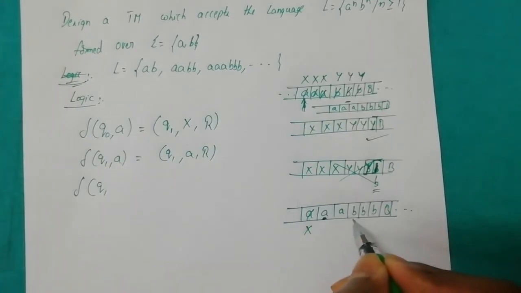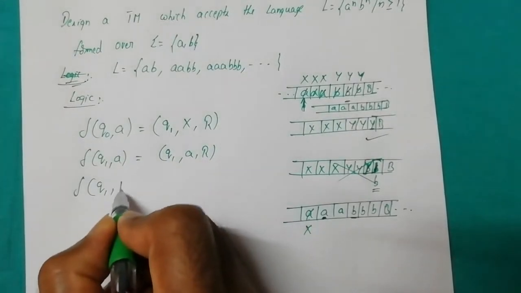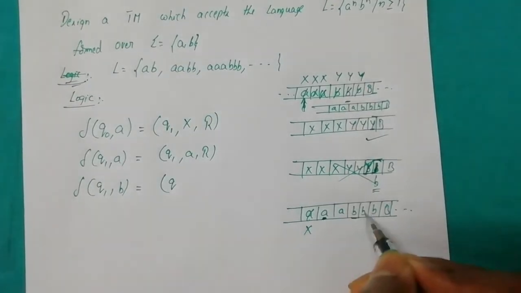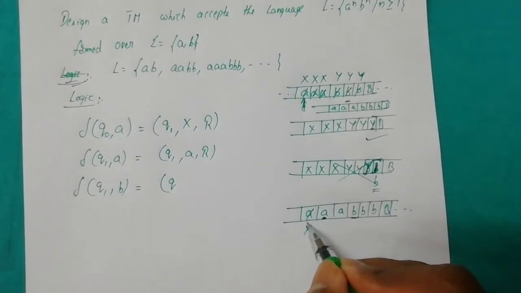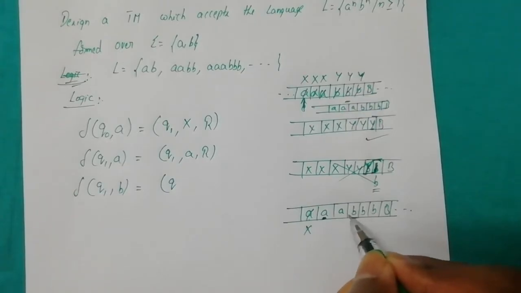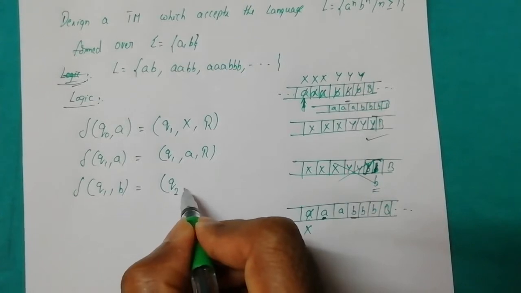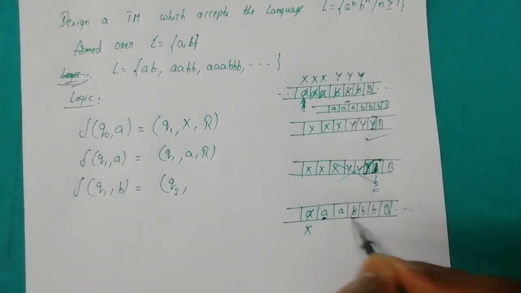So at some point Q1 will come across B. This is the first B. Now we already know that since the first A is converted to X, we need to convert the first B into Y. That is, move to the state Q2, change the content B to Y.